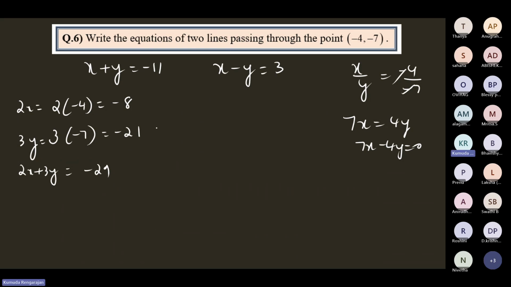I'll repeat this. Supposing you want to write an equation like 2x plus 3y is equal to something. What it is equal to, you cannot write; that you have to find. So what is 2x? 2 into -4, -8. What is 3y? 3 into -7, -21. And you want to add them. So when you add, what do you get? -29. That is an equation.